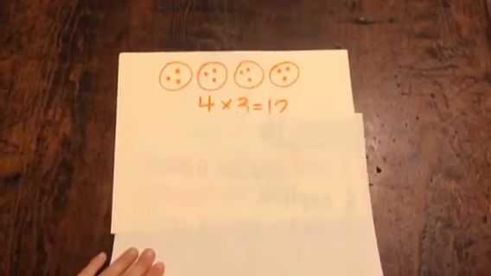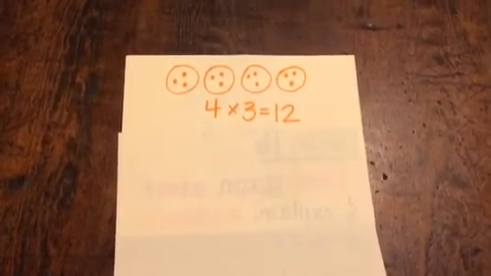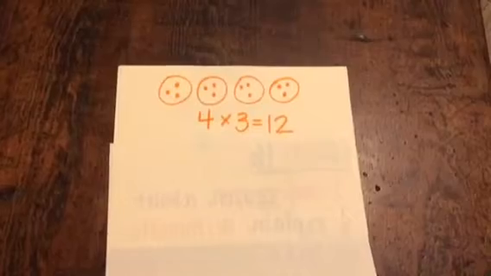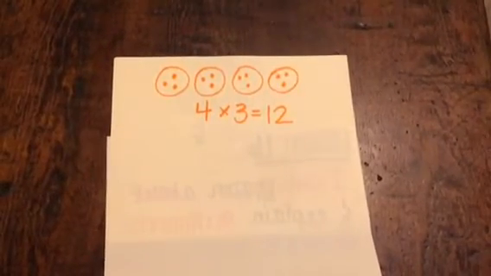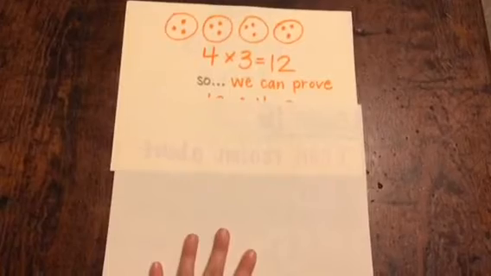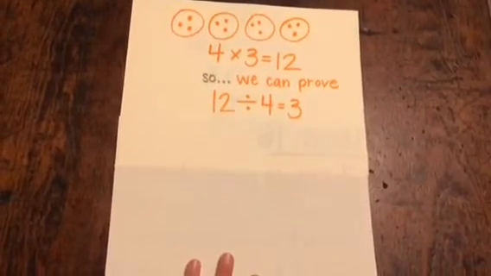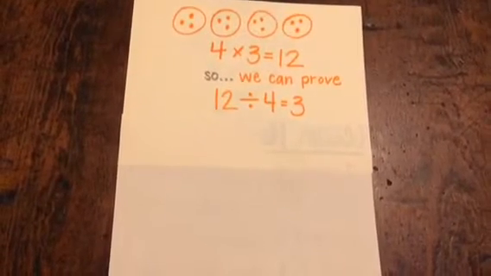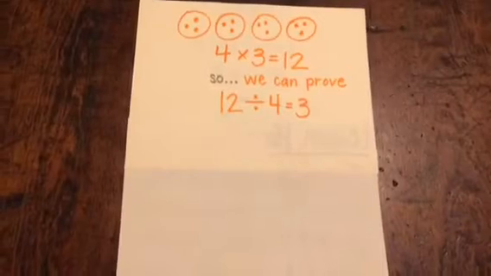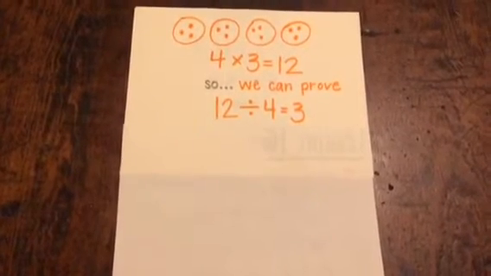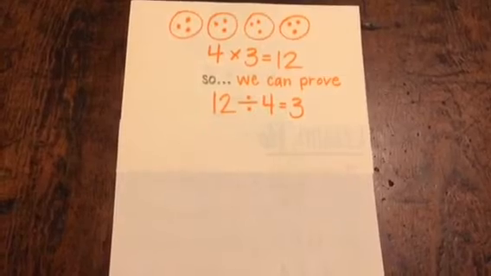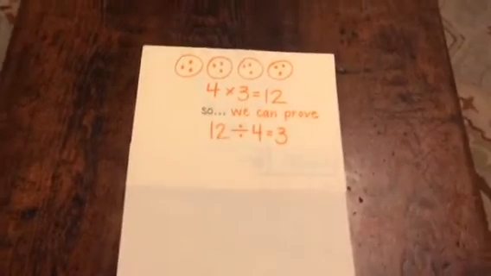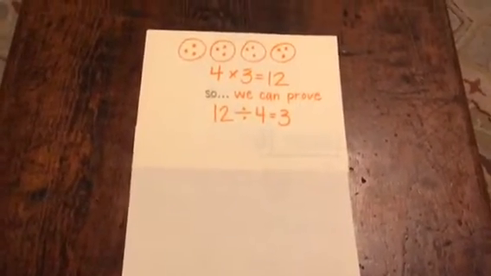If we take a look at this multiplication problem, we have 4 times 3 equals 12. I see that I have 4 groups of 3 in each group, and altogether I have 12 dots. So we know that to be true. We can also prove that if we take 12 dots and we divide them into 4 groups, there will be 3 in each group. So we can prove our answer to a multiplication equation by doing a matching division equation. And we're still working with these same 3 numbers, which is kind of a fact family, and we talked about that earlier in the module.